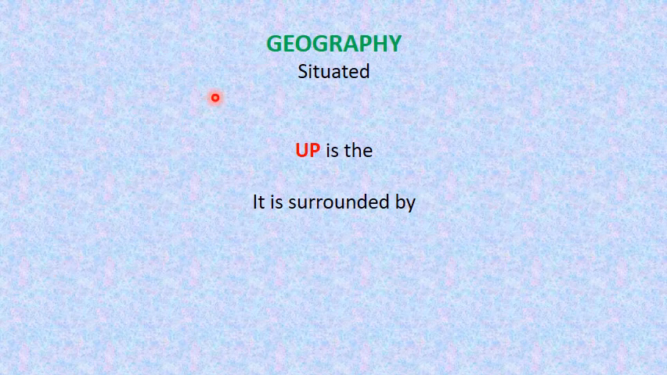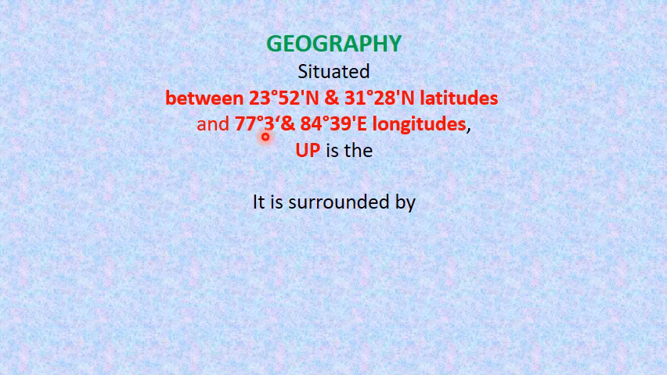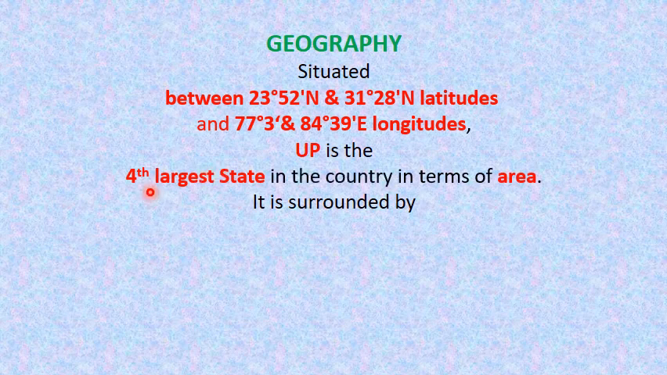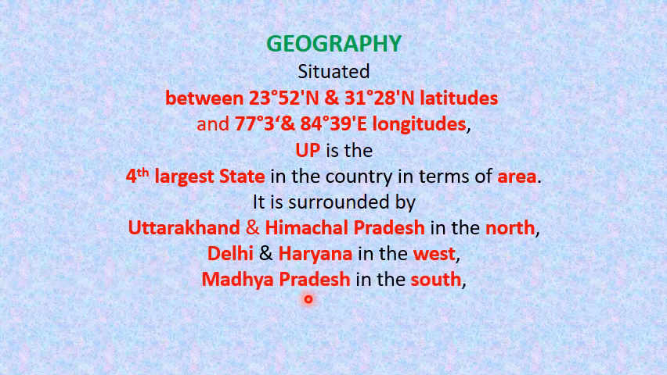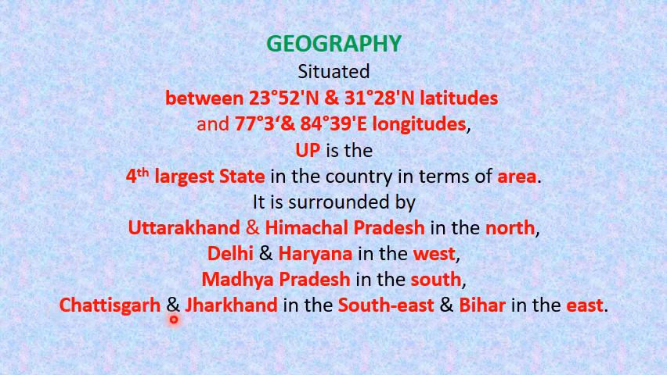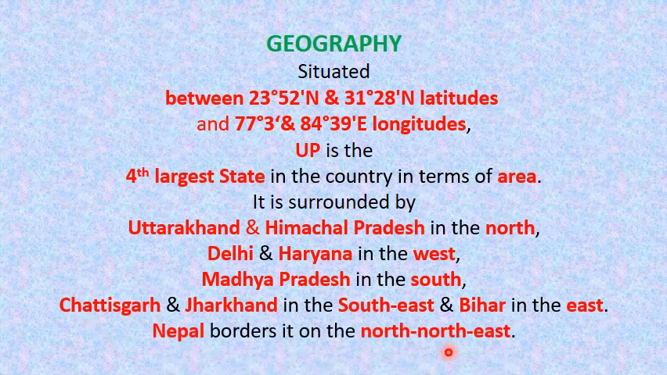Geography. Situated between 23 degree 52 minutes north and 31 degree 28 minutes north latitudes and 77 degree 3 minutes and 84 degree 39 minutes east longitudes, UP is the fourth largest state in the country in terms of area. It is surrounded by Uttarakhand and Himachal Pradesh in the north, Delhi and Haryana in the west, Madhya Pradesh in the south, Chhattisgarh and Jharkhand in the southeast and Bihar in the east. It is also surrounded by Nepal on the north-northeast.